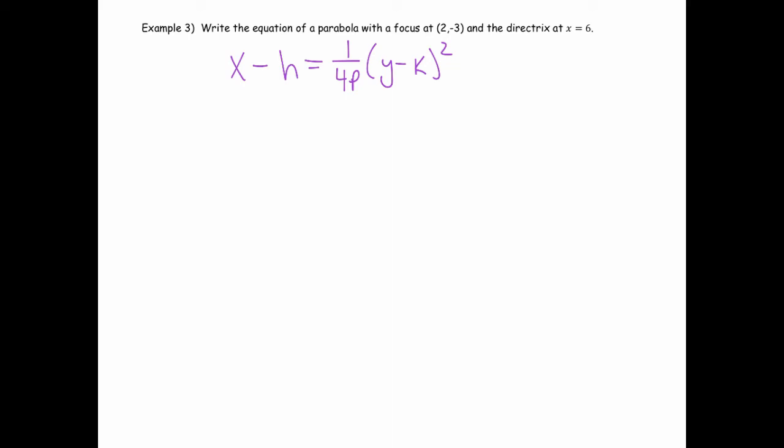Well, I usually like to do this graphically because to me, I just find it easier to get all this information visually. So that's my origin there. So we know that the directrix is at x equals 6. So 1, 2, 3, 4, 5, 6. There's my directrix. I usually dash it in or use a different color. There's x equal to 6. And the focus is at the point (2, -3). So here's my focus.